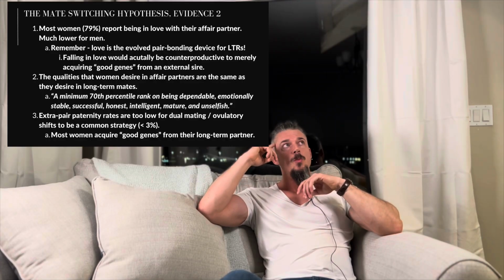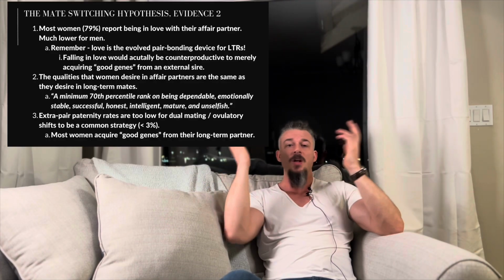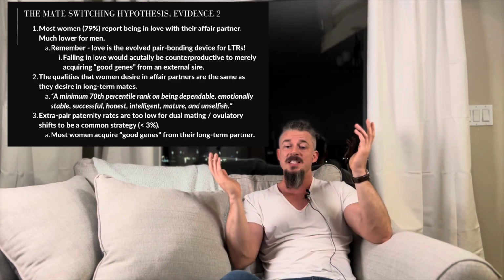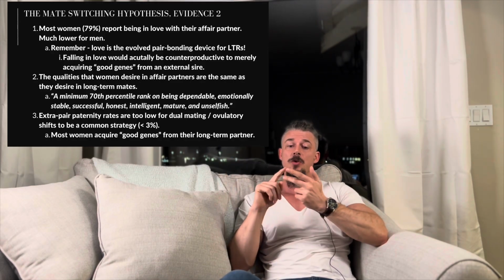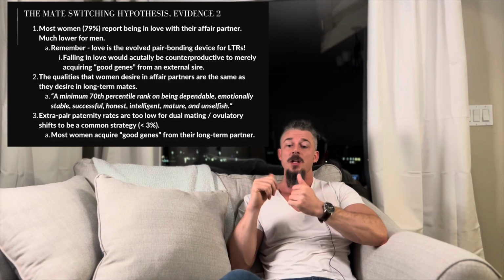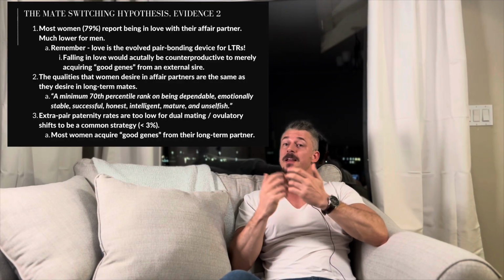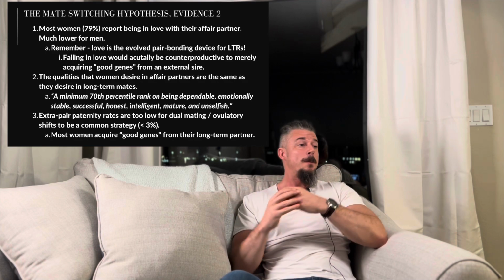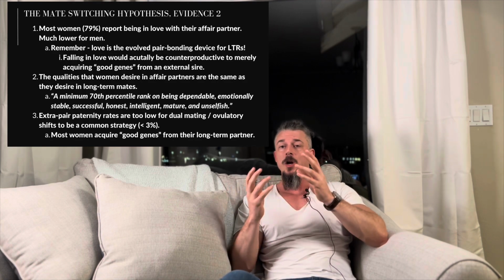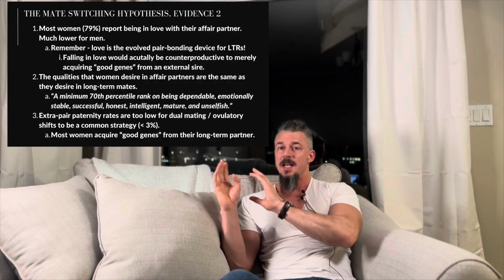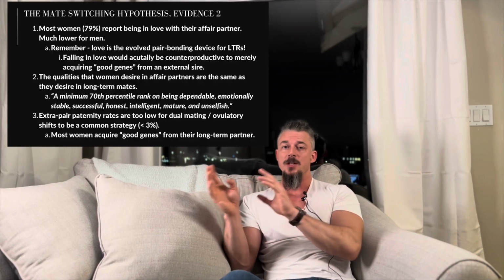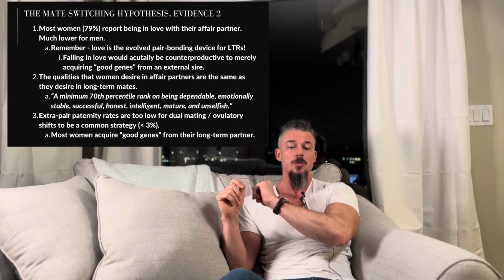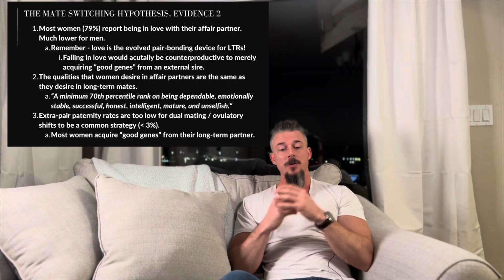The qualities that women desire in their affair partners are the same as in long-term mates. Minimum 70th percentile rank in being dependable, emotionally stable, successful, honest, intelligent, mature, and unselfish. So these are long-term behavioral traits. If it was just physical good genes, traits like facial masculinity, none of that would matter. But women assess affair partners, mate switching and all that, highly for traits that would make them good long-term partners. What else do we know? Perhaps a big blow to this.